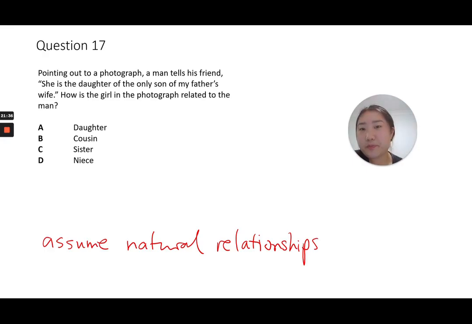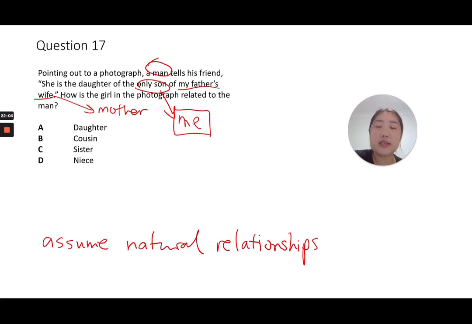So first one, a man tells his friend, she is the daughter of the only son of my father's wife. How is the girl in the photograph related to the man? Right, my father's wife, who's that? That's my mother. The only son of my mother. Well, I am a man, so the only son must be me. My mother's only son is me if I'm a man. So the daughter of me will just be my daughter.